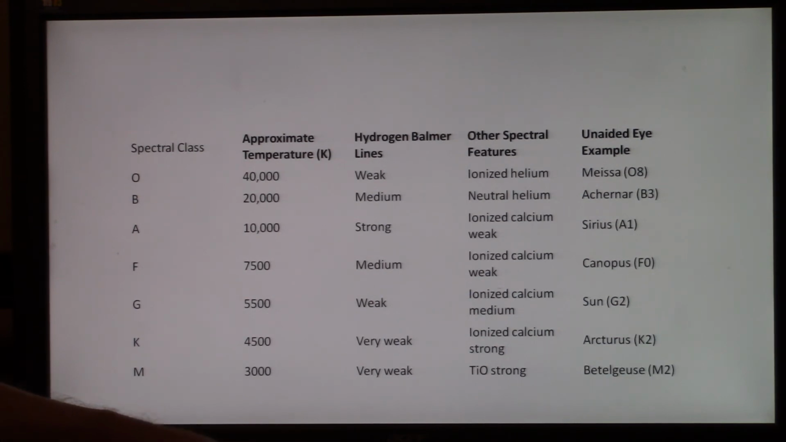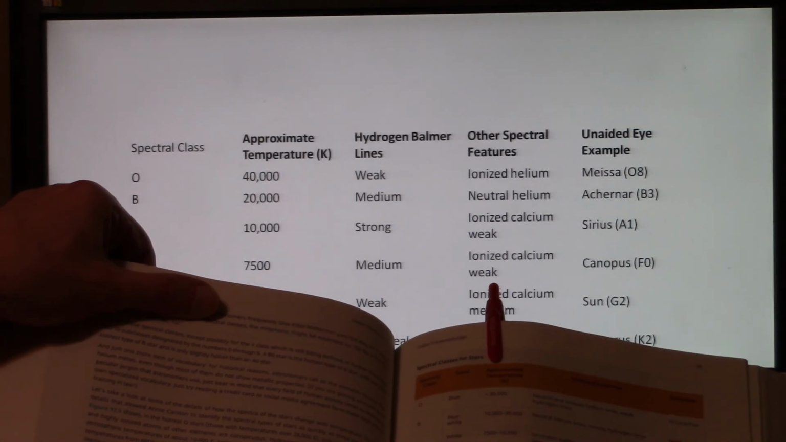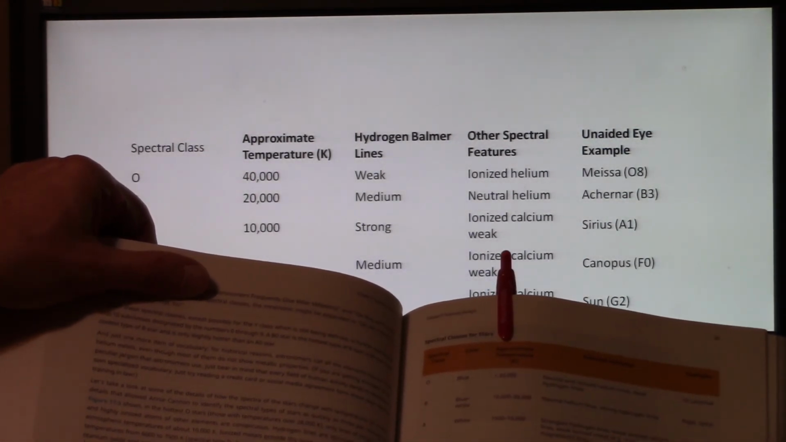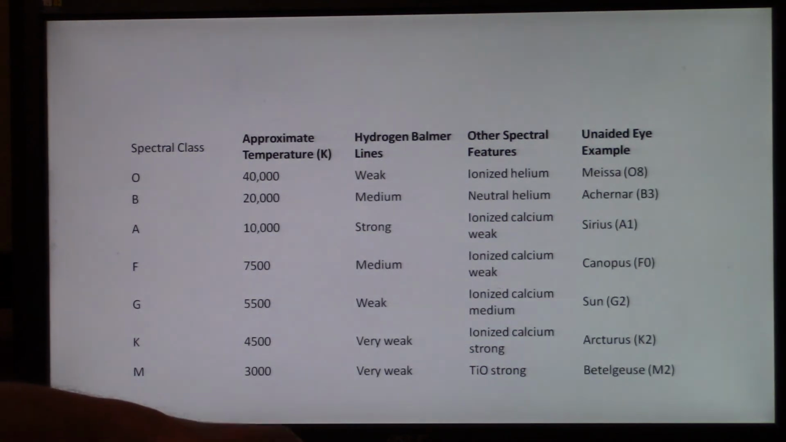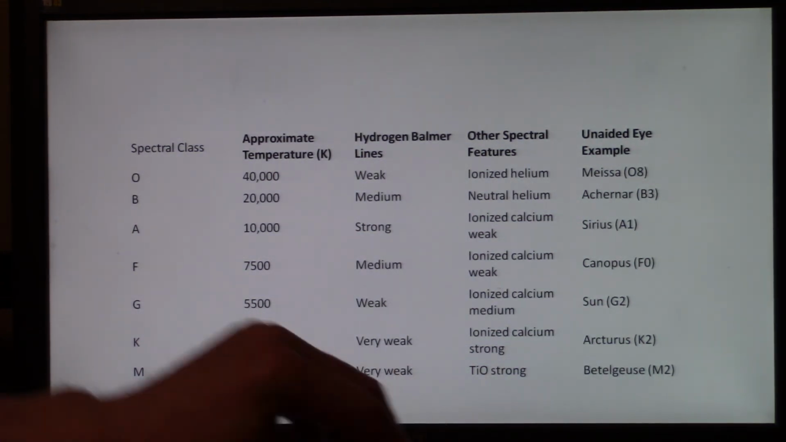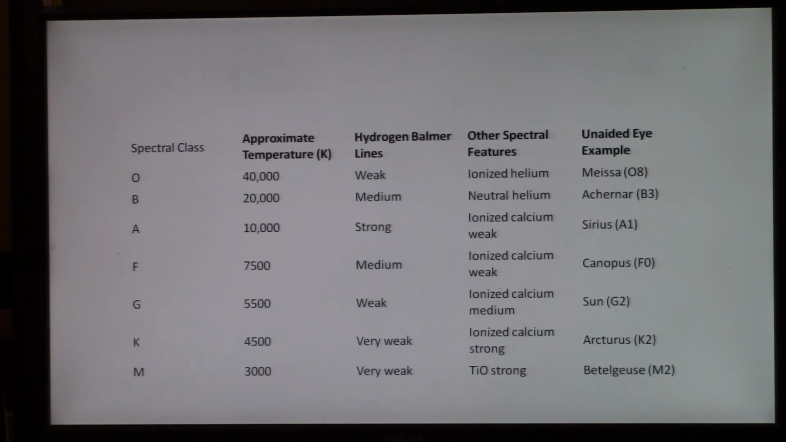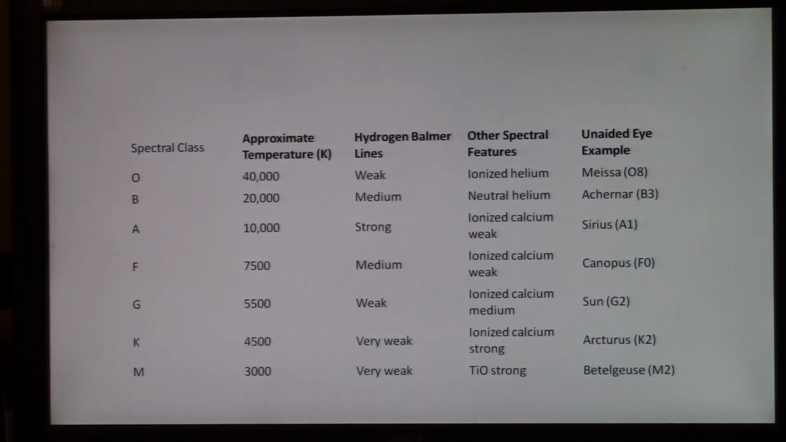Type M stars are red, K stars are orange, G is yellow. Our sun is a type G star, so it's classified as a type G star. If you look at the stars that are visible in the sky, study the stars, they have been classified in this order.